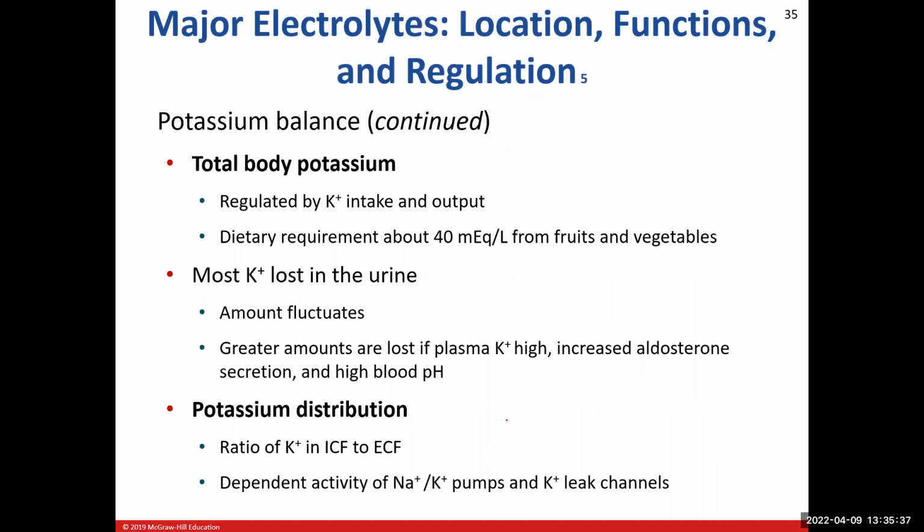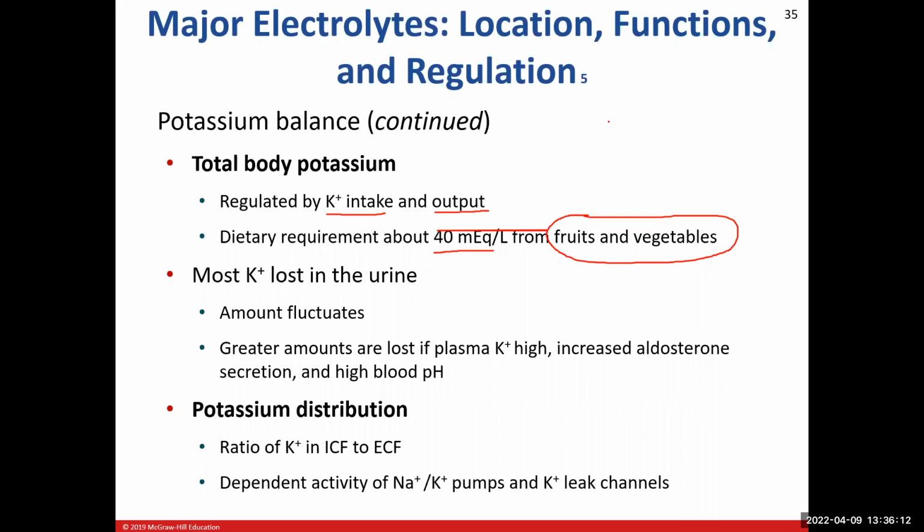When we're talking about our total body potassium, we regulate potassium through its intake and its output. Primarily, the input for potassium comes from the diet. Roughly, we want to take in about 40 milliequivalents, primarily through fruits and vegetables. That's why it's important, folks, to have a well-balanced diet. You should be consuming enough fruits and vegetables, and I am guilty of not eating enough of them.